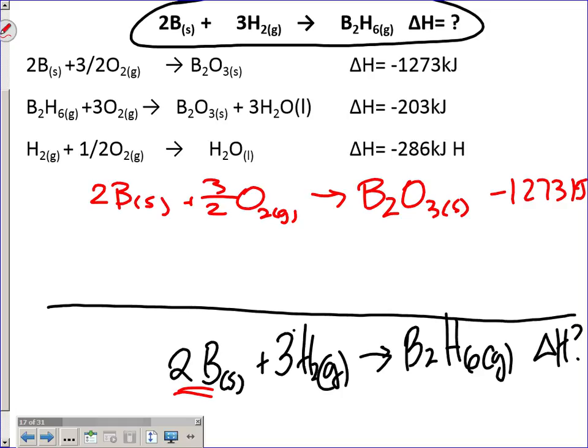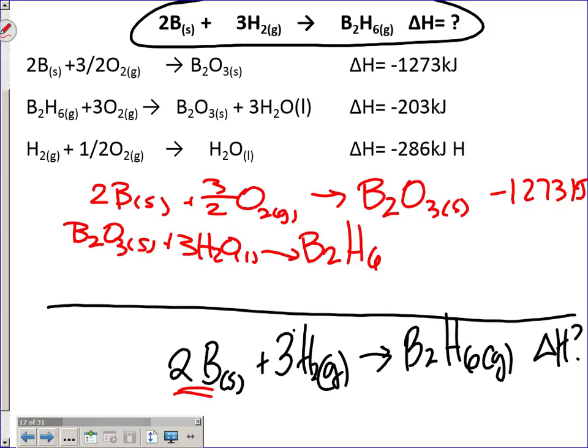Go ahead. Be specific. Yeah, switch the second equation, you're reversing. Okay. Second equation you're reversing. So B2O3 solid plus 3H2O liquid yields B2H6 gas plus 3 oxygens. And so if I reverse my reaction, I take my sign and do what? All right, so I make it positive. So this is a positive 203 kilojoules.